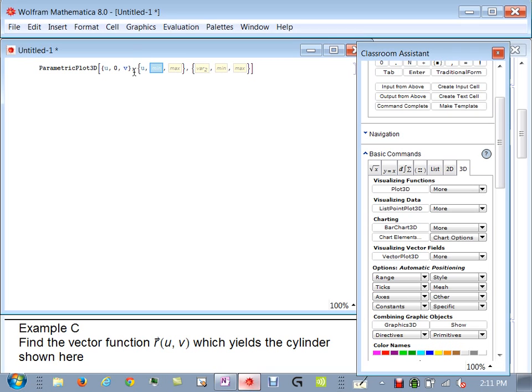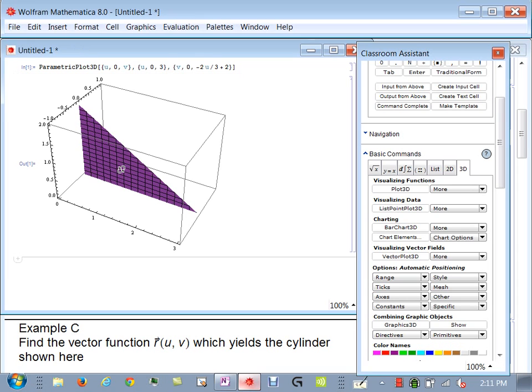Give me the minimum value of u. It's 0. What's the maximum value? 3. What's the other variable? V. And then what's it go from? 0 to what? Negative 2/3 u plus 2? There it is. Okay?